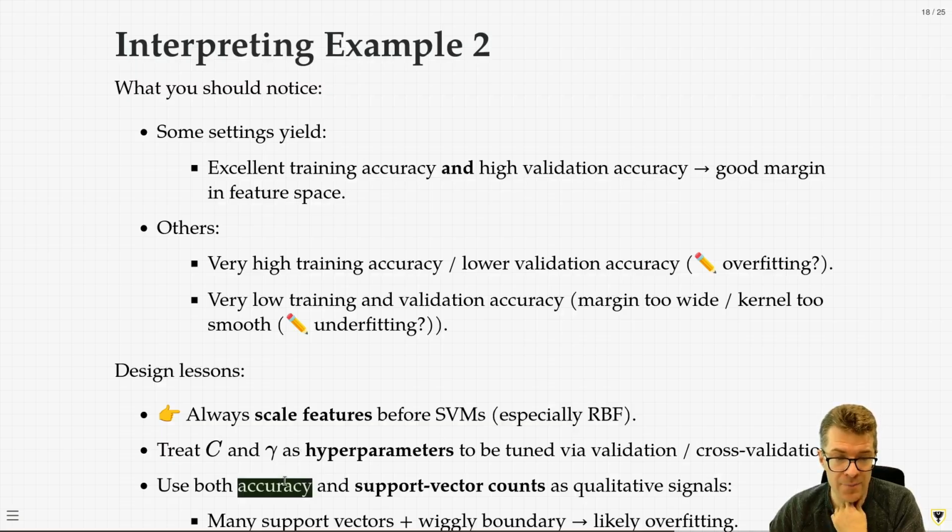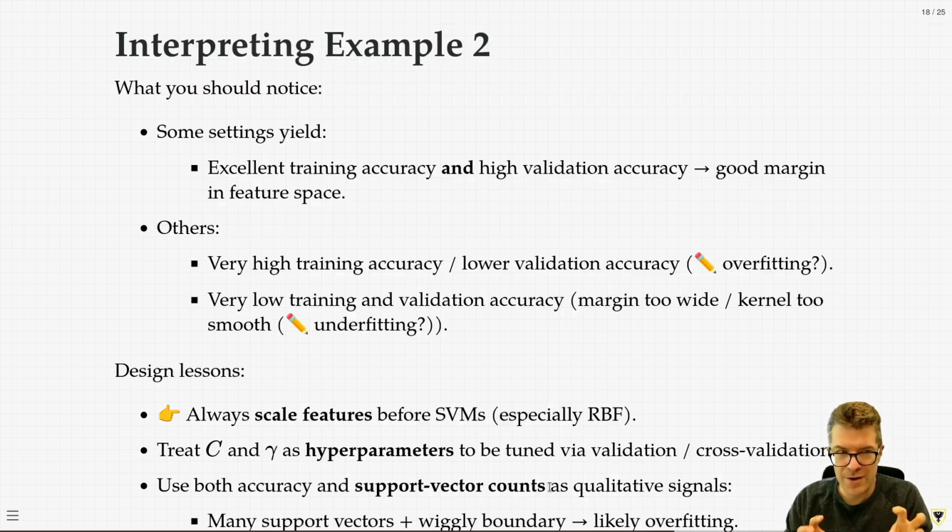And then finally, we can use accuracy and support vector counts as qualitative signals. The more support vectors you have, the more complicated a decision boundary you have. I call the decision boundary wiggly. And if you have a more complicated fit, this usually means you're overfitting. Think back to regression, where you had relatively complicated fits to the training data. It was much more complicated than a smooth function. Wiggly boundaries, more complicated boundaries, are similar in scope to complicated regression fits. This means overfitting.